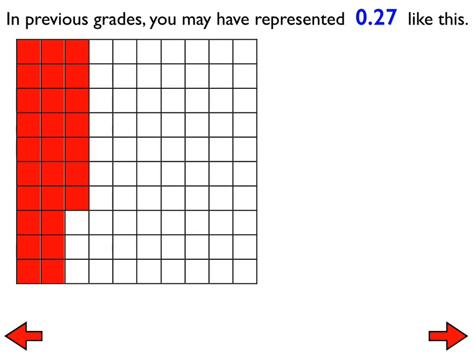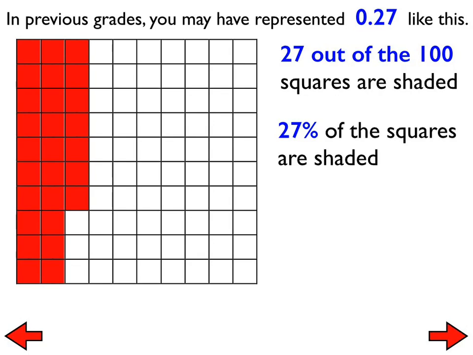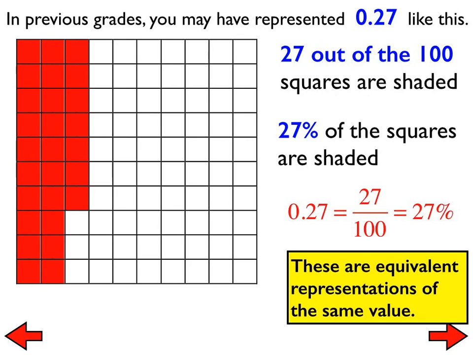So also in previous grades, you may have represented the decimal value 0.27 like this. That should not seem like something you haven't seen before. 27 out of the 100 squares are shaded. Okay? And that also means that 27% of the squares are shaded. And all of those values right there, 0.27, 27 over 100, and 27%, these are, once again, what we would term as equivalent numbers or equivalent representations of the same value. They all represent the same thing.